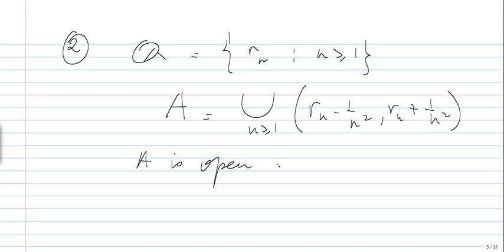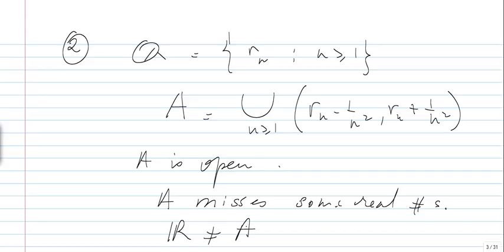What we are going to show is that in fact A misses some real numbers. In other words, that R is different from A. A is a subset of R, but R is different from A. Note that A contains all the rationals, all the r_n's are in A. In other words, Q is a subset of A. So whatever A misses must be irrational. So assume not.